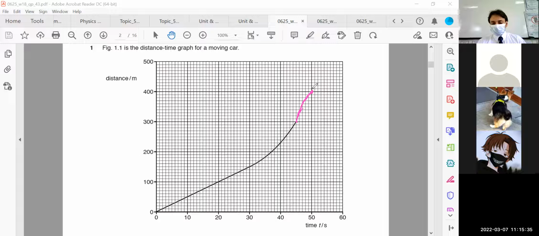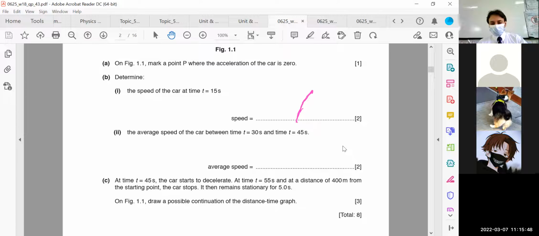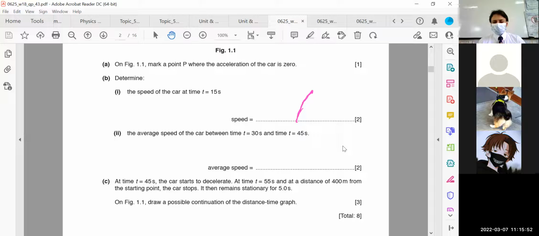For the next 5 seconds, let me just go back again. I have to plot till 55 or 50? At time t equal to 45 seconds, the car starts to decelerate, and at time t equal to 55 seconds and at a distance of 400 meters from the starting point, the car stops.